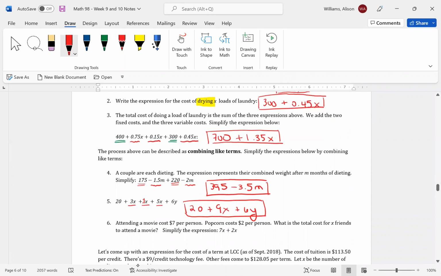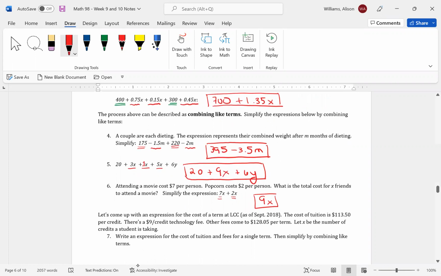Attending a movie costs $7 per person. Popcorn costs $2 per person. What is the total cost for X friends to attend a movie? Assuming all of them are buying popcorn, I think. So they want us to simplify the expression 7x, that's 7 for each person, plus $2 for popcorn for each person. We can combine these two terms together since they are like terms, and that's going to give us $9 per person.